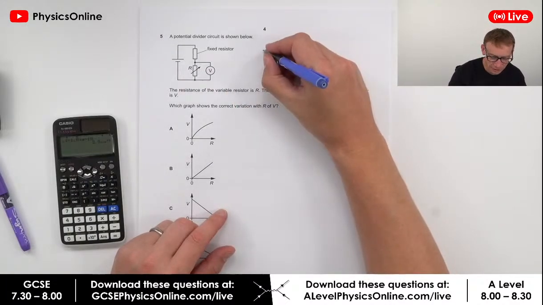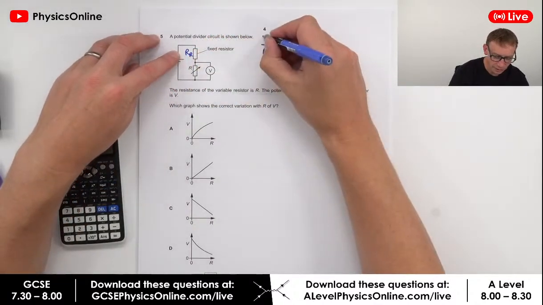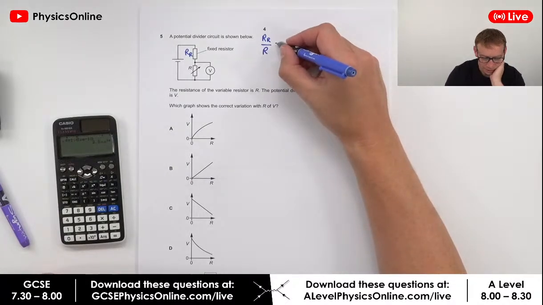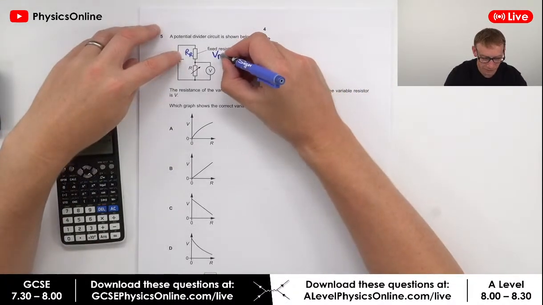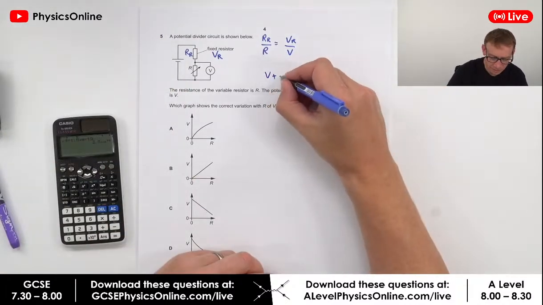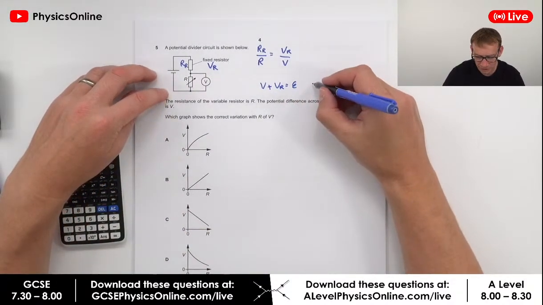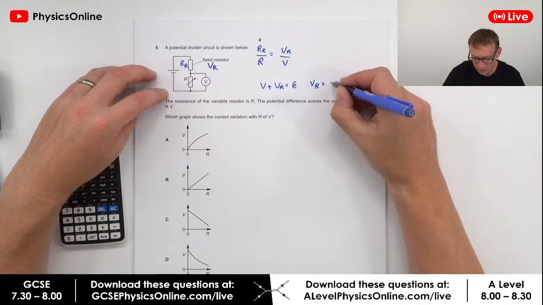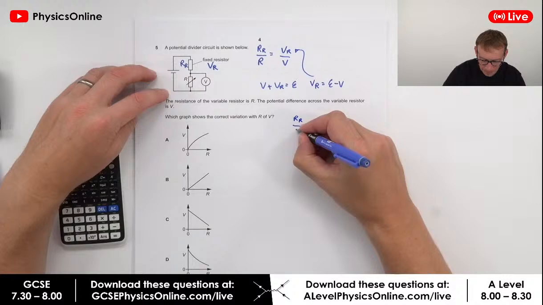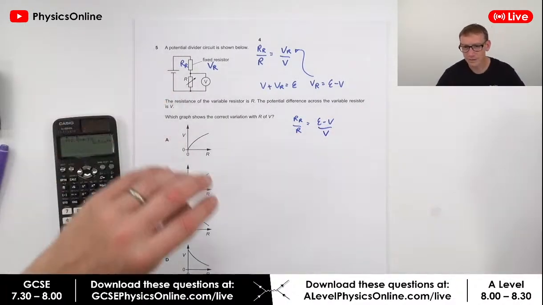Now, of course, we know that the ratio of the resistances, R over R, is equal to the potential difference across it, I'm going to call that VR, over V. And we know that V plus VR is equal to the EMF of that supply. So VR is equal to the EMF minus V, and putting this back up here, we can say that R over R is equal to E minus V over V.